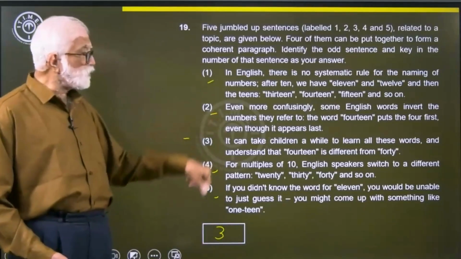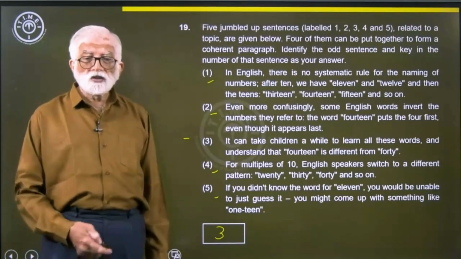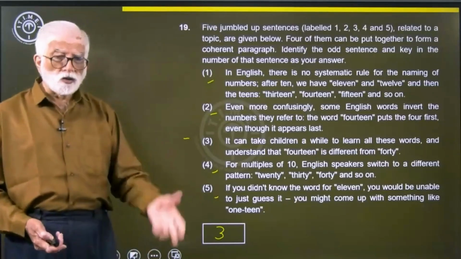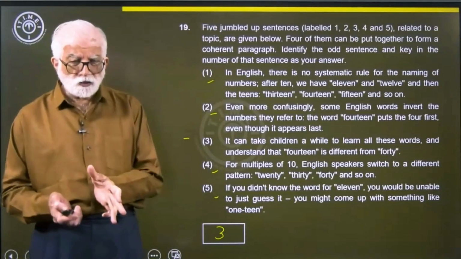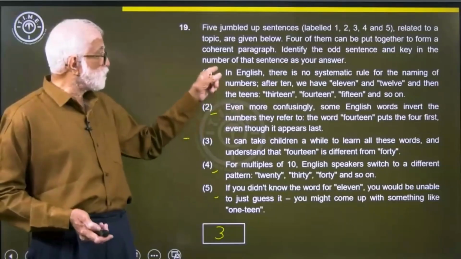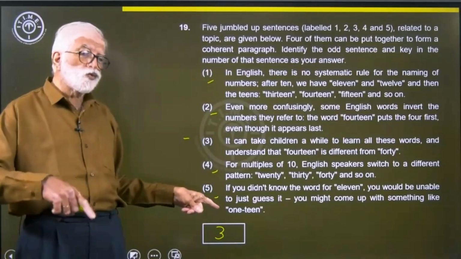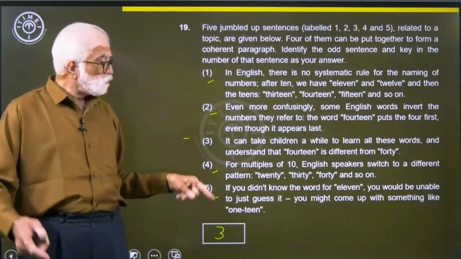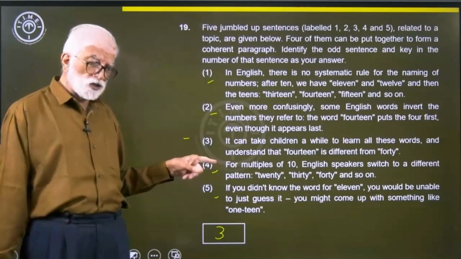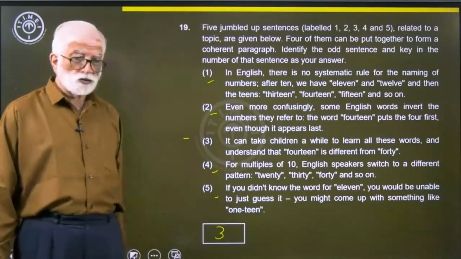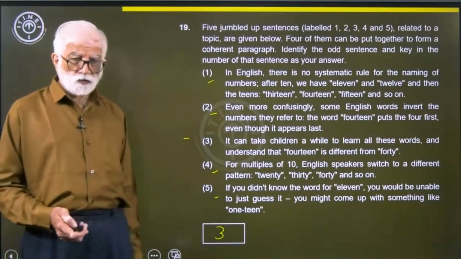In this case, I don't even need to order it. If it had become a little more difficult, I'd probably want to run an order to ensure that I'm able to handle it. But as it is, it's very clear that 1, 2, 4 and 5 talk about aspects of the way English names numbers, and 3 talks about the consequence of such naming. So, 3 is the odd one out over here. So, that was fairly straightforward.